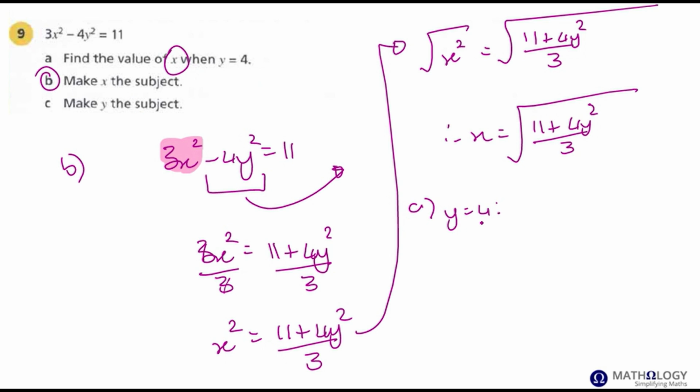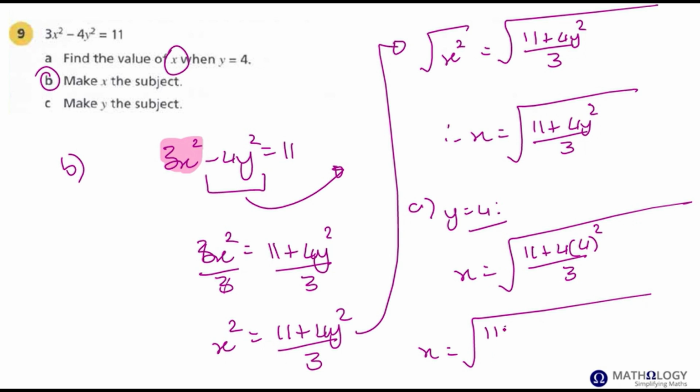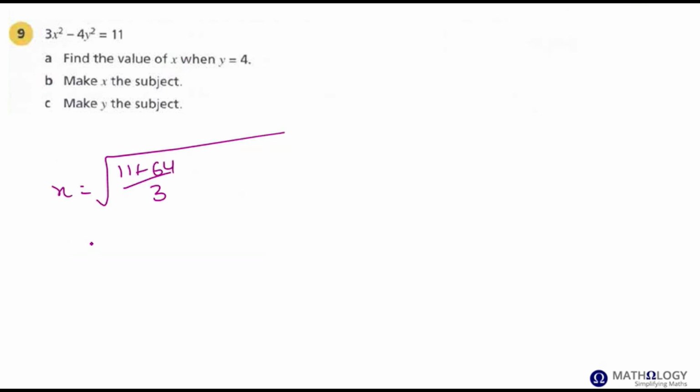So when y equals 4, x equals the square root of (11 plus 4 times 4 squared) divided by 3. So it's going to be the square root of 11 plus 4 squared is 16, times 4 is 64, all over 3. So x equals the square root of 11 plus 64 is 75. So root 75 over 3. 75 over 3 is 25. So x is the square root of 25 and therefore x equals 5.